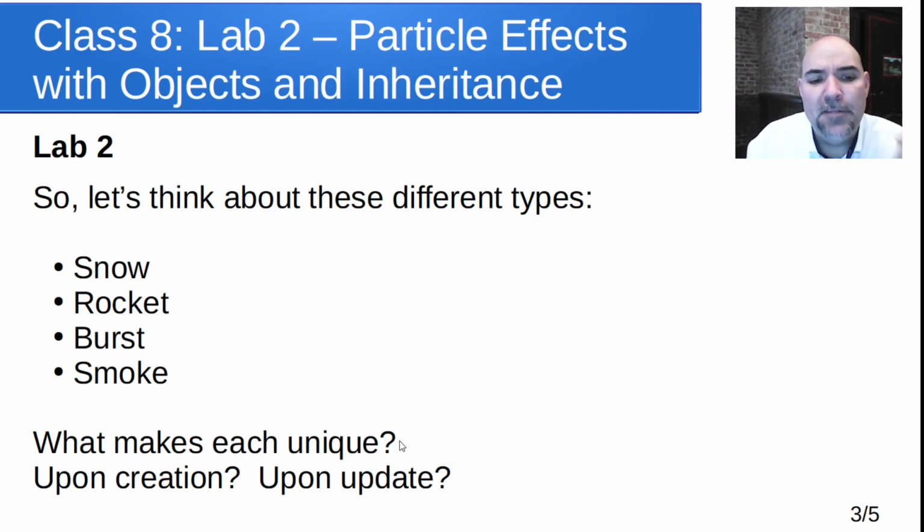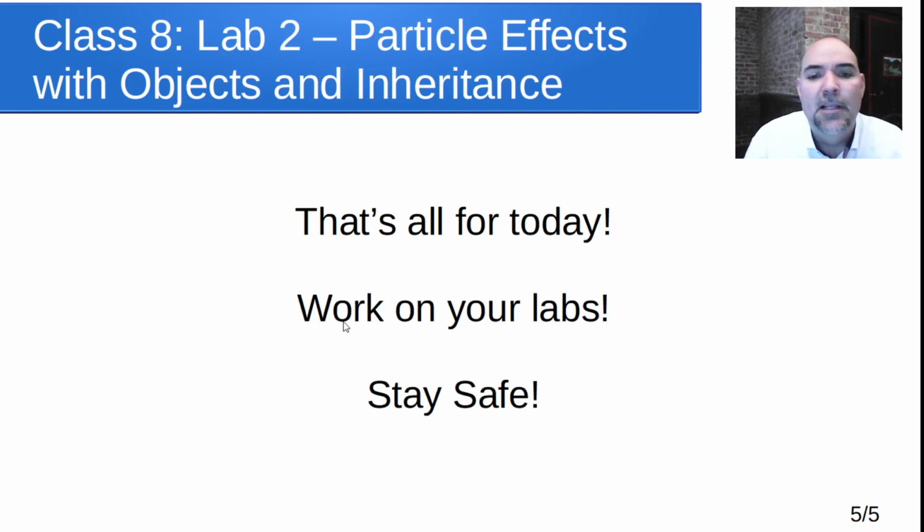But think about what makes each unique. How are they different from each other? They're all particles, but what makes a snow particle different from a rocket, different from a burst, different from smoke? And then how do they update differently? How are they drawn differently? How do they change their behavior over time differently as far as colors and sizes and things? So think through that, and that should help you. And well, we already wrote the code, so I went out of order a little bit on what I was going to do there. But that's it for today.